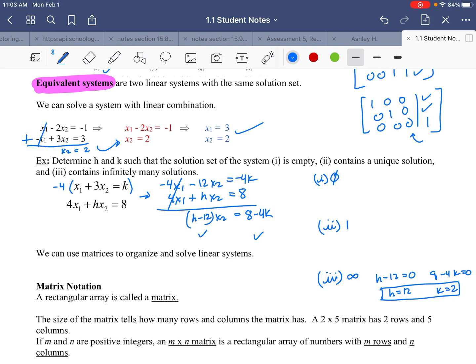If there's going to be one solution, 8 minus 4k can equal anything. I don't care what it is, but h minus 12 can't be 0. So h minus 12 cannot be 0 because it would have to be some kind of number that I would divide into 8 minus 4k, and I would get an answer for x2, right? So h cannot be 12, if there's going to be one solution.